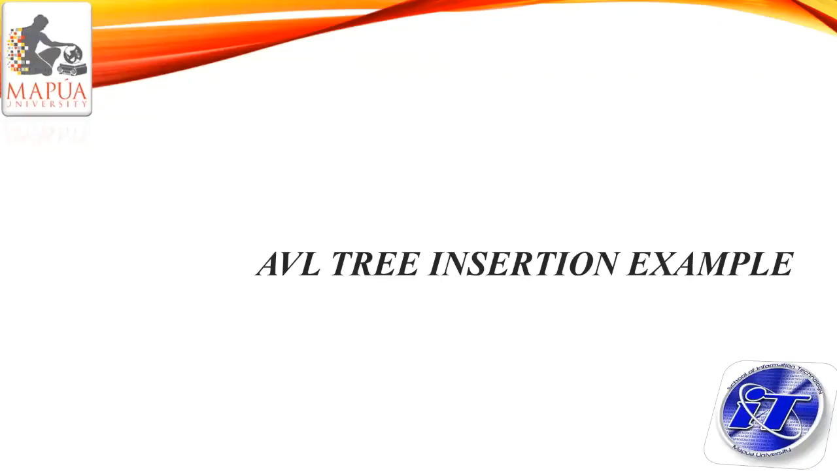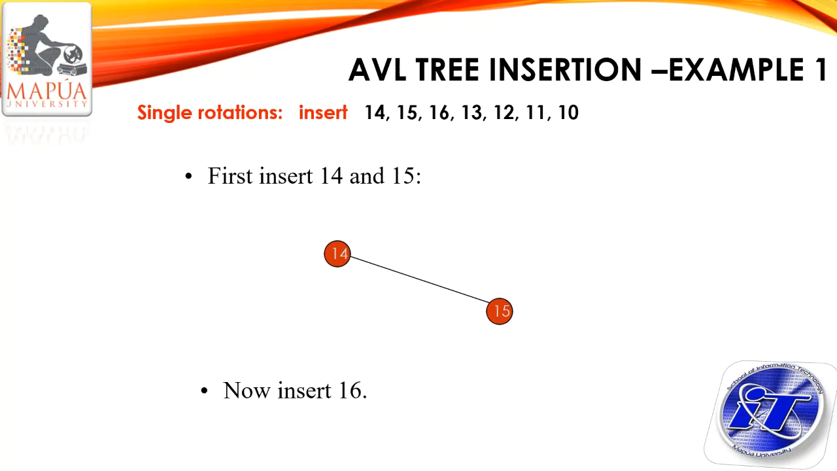Let us continue our discussion about AVL trees, specifically how to insert values in an AVL tree. So let's have this example. We're going to insert 14, 15, 16, 13, 12, 11, and 10. Initially, we don't have any value in our tree, so when we insert 14, it will be the root node. And then when we insert 15, it will be the child of 14 on the right side.